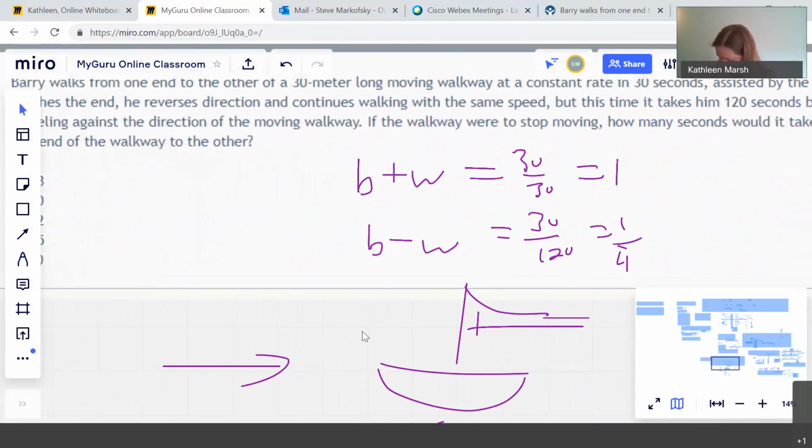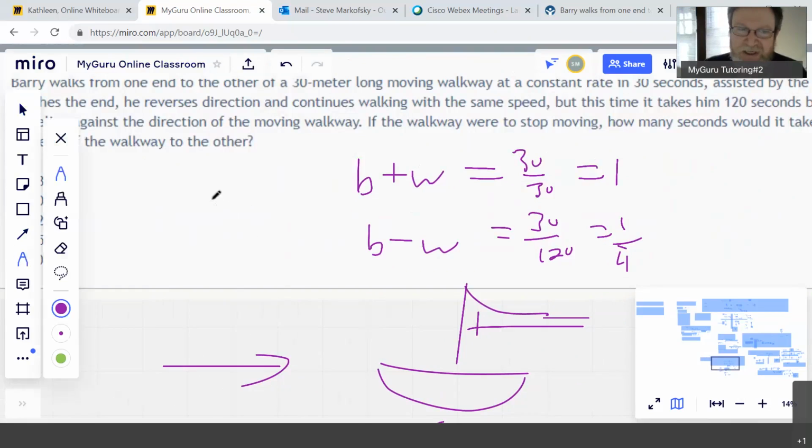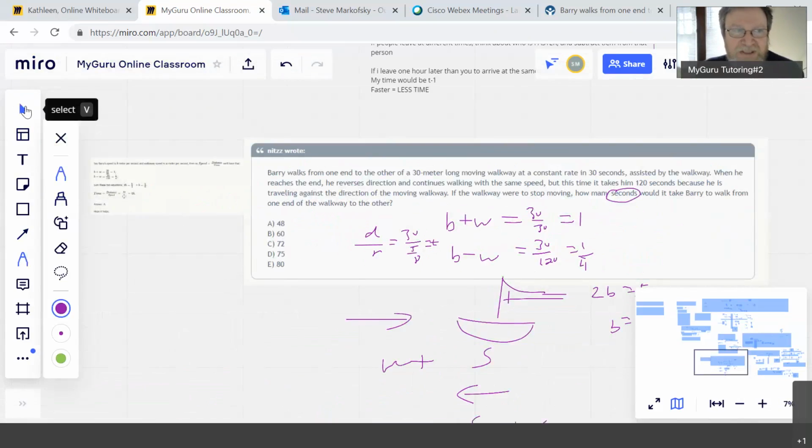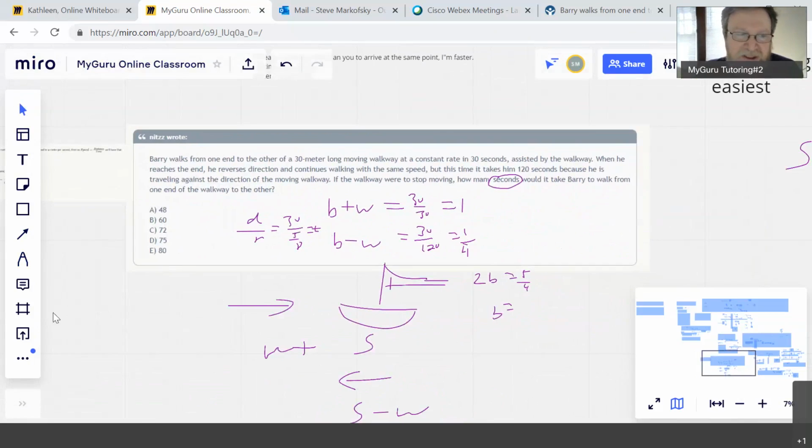Because they're asking how many seconds, so they're asking you for time, right? So time is going to be what? Time is distance over rate, which is why you're going to divide your 30 by 5/8. Okay. So it seems like you got the concept okay, and you got stuck in the algebra here.